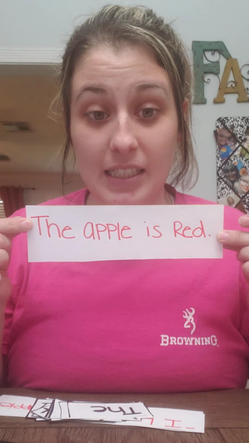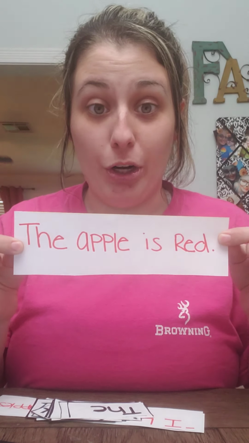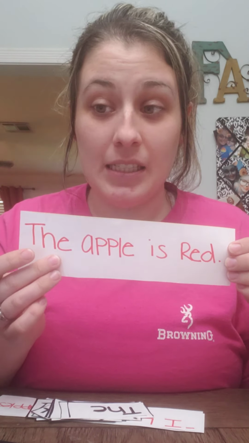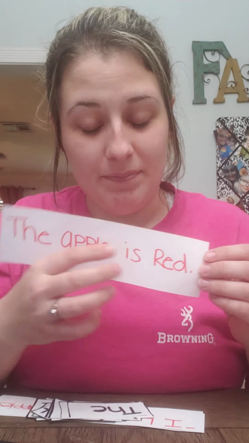And what it is, you have these sentences. This sentence says, the apple is red. And what I would have each of my students do is, for each word, put a dot by each word for how many syllables. So the would be 1. Apple would be 2. Is would be 1. And red would be 1.